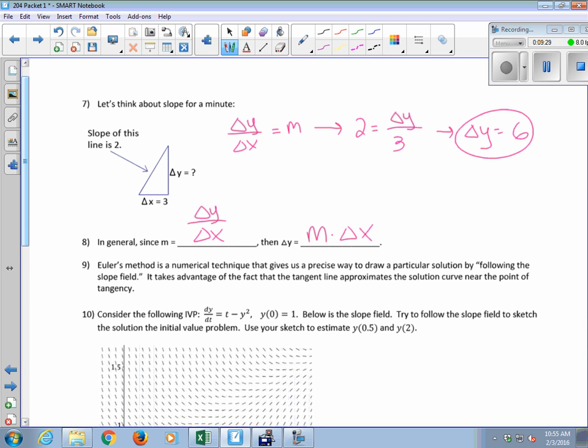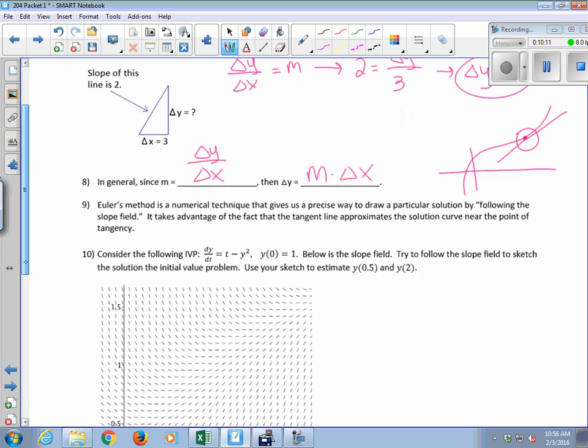So Euler's method takes advantage of the fact that the tangent line approximates the solution curve near the point of tangency. You might also remember this from Calc 1, right? If you have a curve and a tangent line at a particular point, when you're close to the point of tangency, the tangent line and the curve are really, really close to each other, right? So we can use the tangent line instead of the curve. So that's the advantage of a differential equation. You know everything about the tangent line, and as long as we're really close to the point of tangency, it can really approximate the curve well.